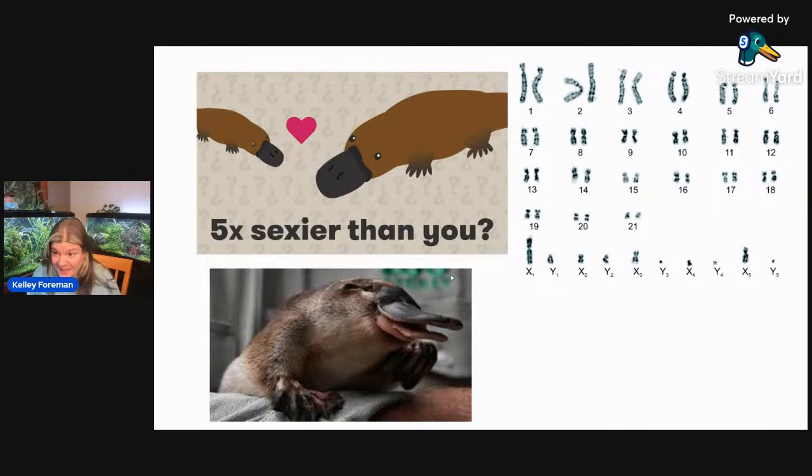So they're five times sexier than you. Leave a little heart between them just for Valentine's Day. Aww. Make some platypus babies. And platypuses lay eggs. So cool.